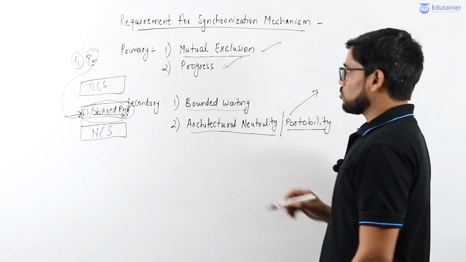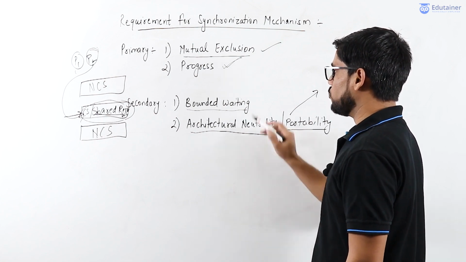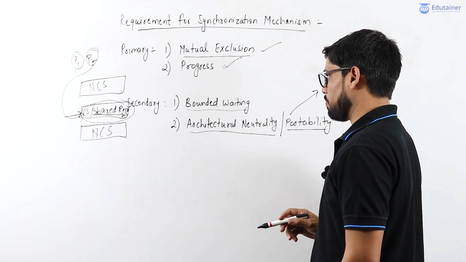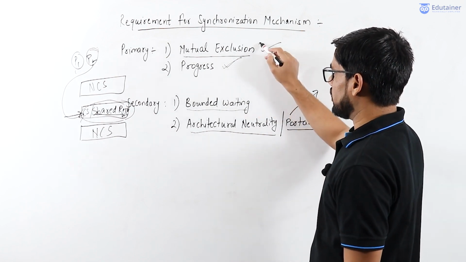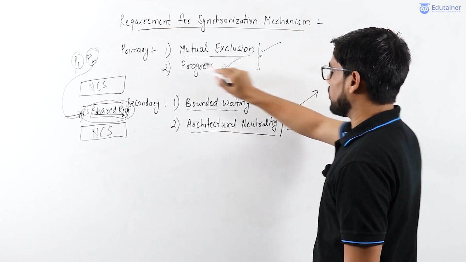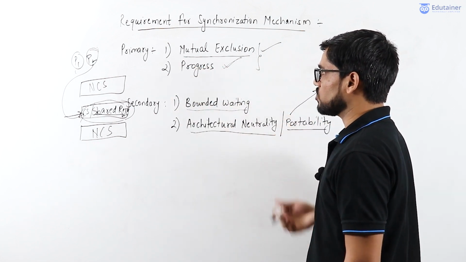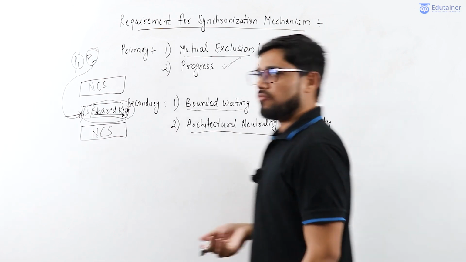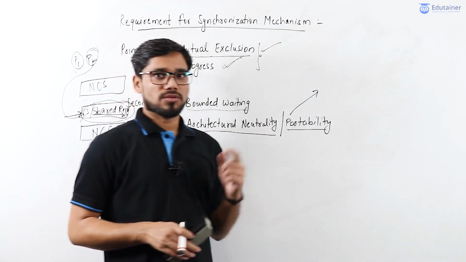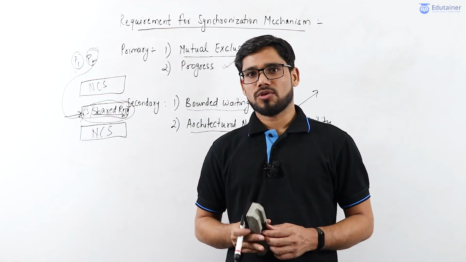Okay, so we have two primary conditions, mutual exclusion and progress, and two secondary conditions, bounded waiting and architectural neutrality. Some solutions provide the primary conditions, and some solutions provide the primary conditions as well as the secondary conditions. We will see all these solutions one by one in the upcoming videos. In the next video we will see the first synchronization mechanism technique which is used in the synchronization of processes.